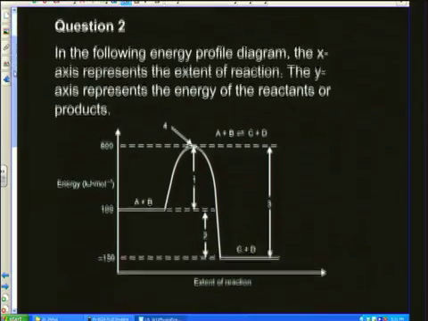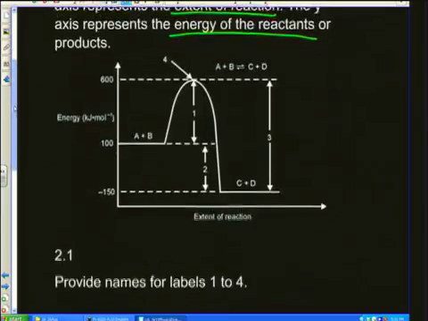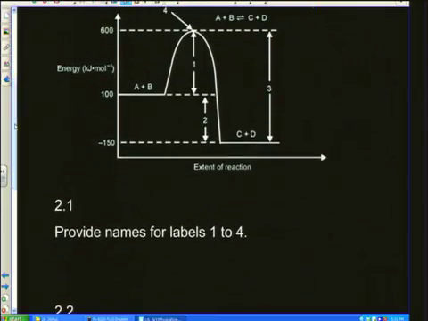Question number 2 says, in the following energy profile diagram, the x-axis represents the extent of the reaction, whilst the y-axis represents the energy of the reactants or products. Okay, so there is the graph there. 2.1, provide names for labels 1 to 4. Now let's have a look at it. Look at number 1. What is number 1?